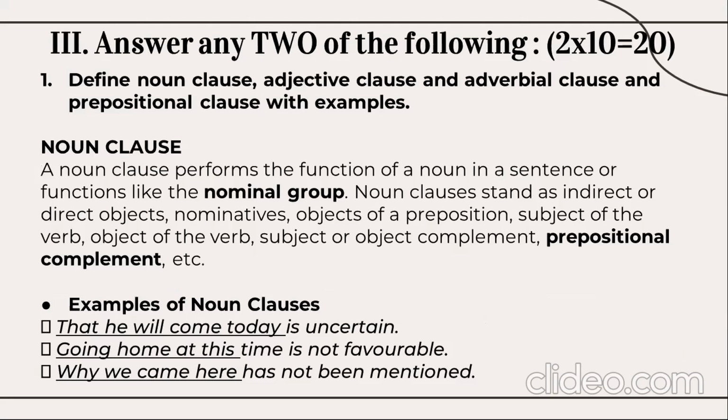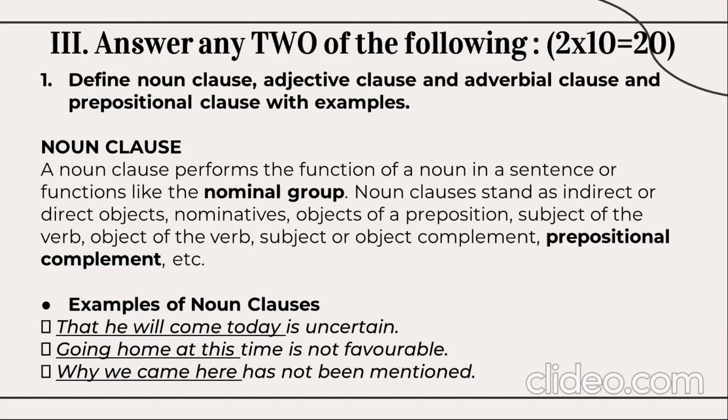Now, this is a very theoretical paper, or theoretical questions will be asked in this Part 3. Define noun clause, adjective clause, adverbial clause, prepositional clause or phrase. Generally, it's called prepositional phrase, not prepositional clause. So what is the meaning of noun clause? A noun clause performs the function of a noun in a sentence or functions like the nominal group. Noun clauses stand as indirect or direct objects, nominatives, objects of a preposition, subject of the verb, object of the verb, subject or object complement, or we can say prepositional complement.